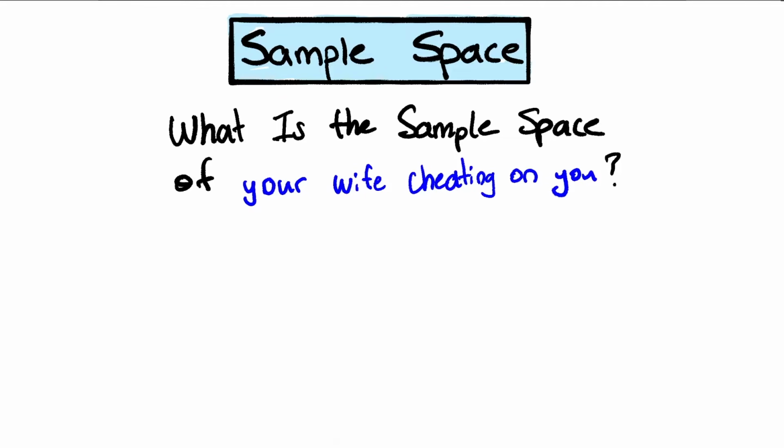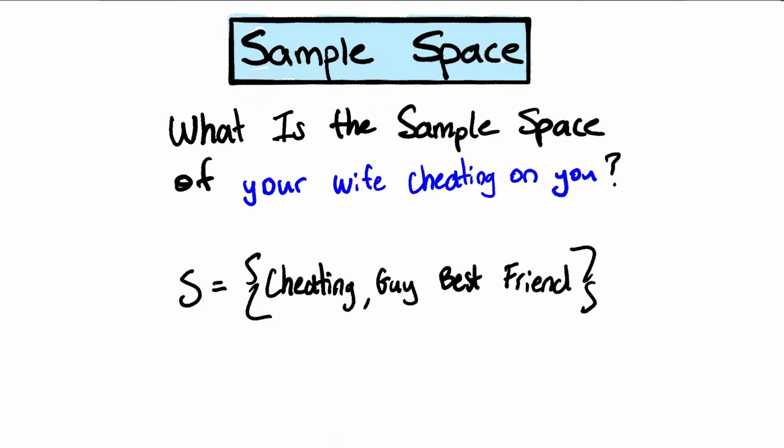Now what's an example? Well, what is the sample space of your wife cheating on you? Now the question here is essentially, how many outcomes are there if you suspect your wife is cheating on you? Well, an example sample space could be, one outcome is that she's cheating, and another outcome is that it's just a guy best friend. This is an example sample space. It's just capturing all the possible outcomes.